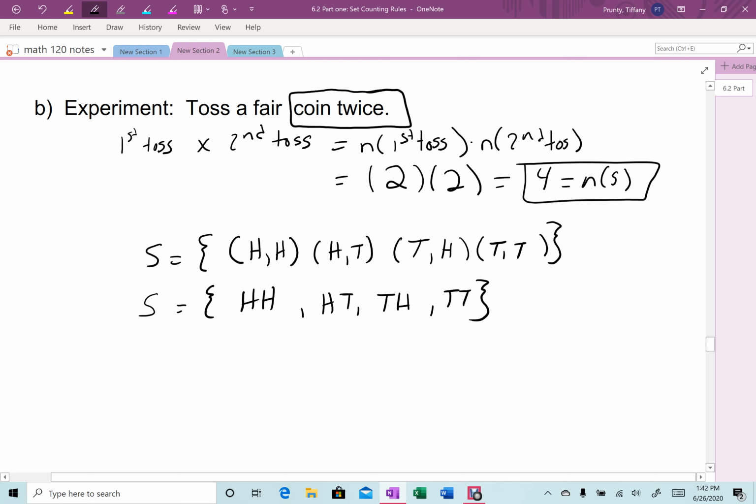So what was the likelihood that I get heads on both tosses? Well, there's a 1 in 4 chance, or 25% chance, that both tosses come out heads. Or what's the chance I get exactly 1 tail? Well, I get tails on the first toss or tails on the second toss. So there are 2 chances out of 4, or a 50% chance.